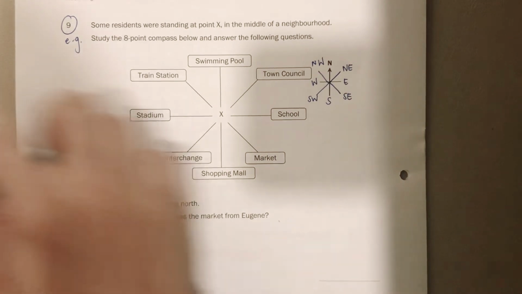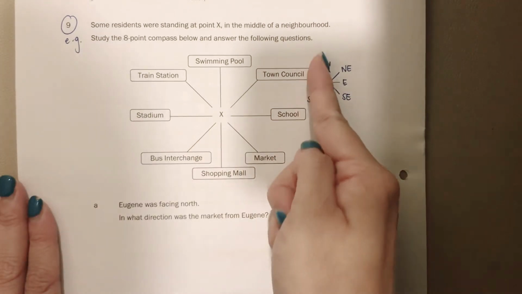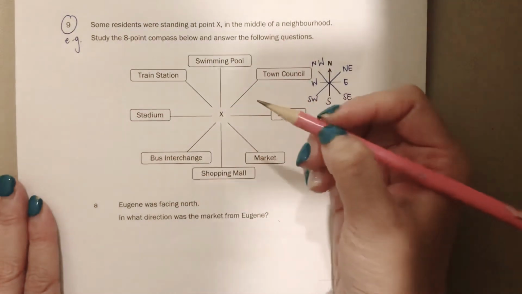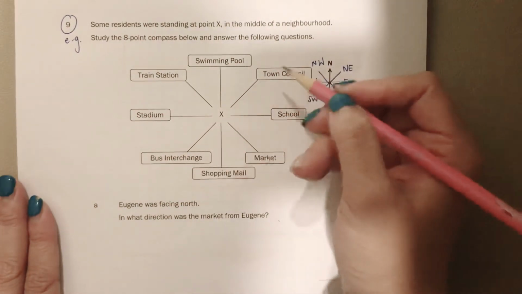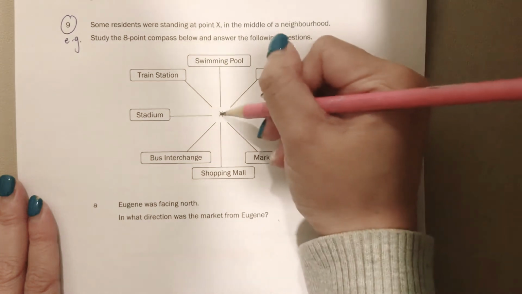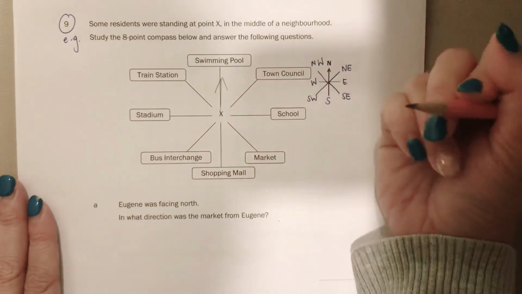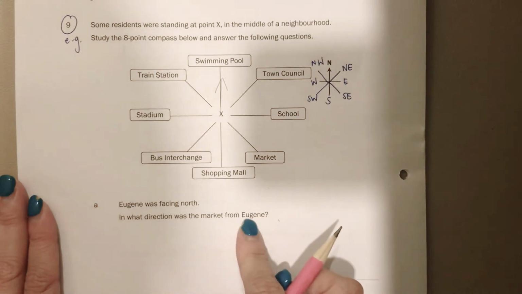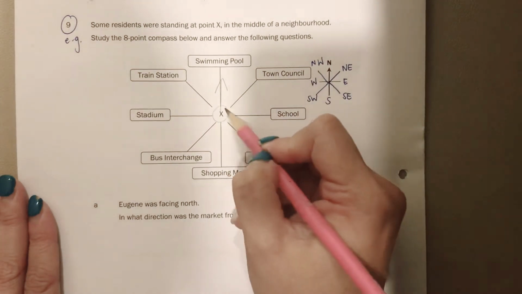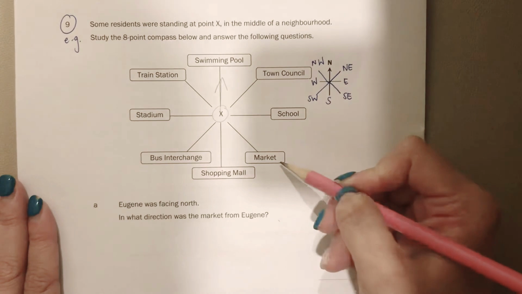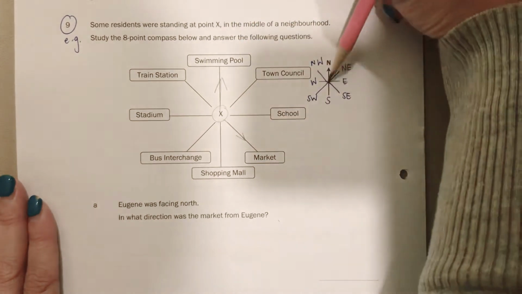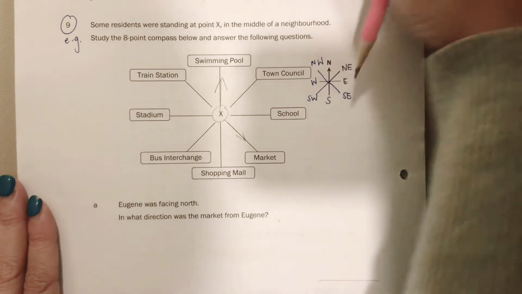Okay, let's start. Eugene was facing north. So now, Eugene is here. North will be this direction. Again, if you're going to draw in your diagram, use a pencil so that you can erase any workings later. So he's facing north, that means he's facing the swimming pool. In what direction was the market from Eugene? So this is Eugene, right? So find the market. The market is right here. So what direction is that? That would be north, southeast, right?